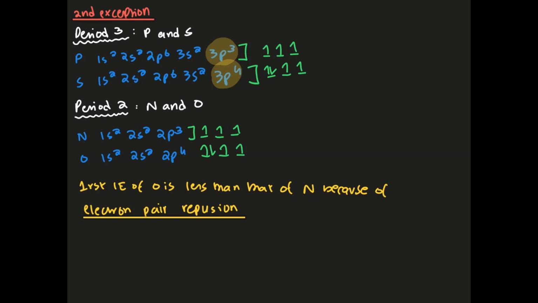And the other exception is in period 2, which is nitrogen and oxygen. Now in this case also the number of shells are going to be the same, right? So the amount of shielding is the same. However, if you take a look at these orbitals over here, so you have 2p3, right? So this is going to be arranged singly, whereas in 2p4 there's a pair. So whenever there's a pair of electrons, they're going to experience electron pair repulsion, right? So electron pair repulsion is actually going to lower the ionization energy. So because of that, the first ionization energy of oxygen is going to be less, and the first ionization energy of sulfur is also going to be less because of electron pair repulsion.